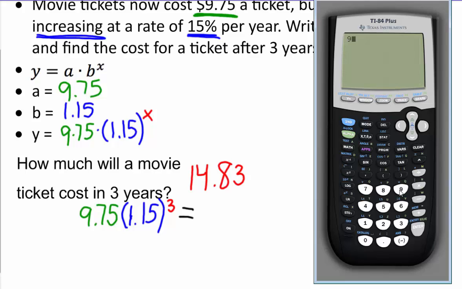So 9.75 times, and I'm going to put it in parentheses just to be safe, 1.15 raised to the 3rd power. What do you get? 14.828. So 14.83 again, which is exactly what we were looking for.